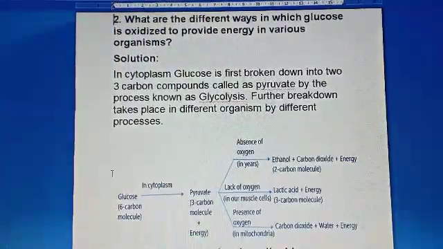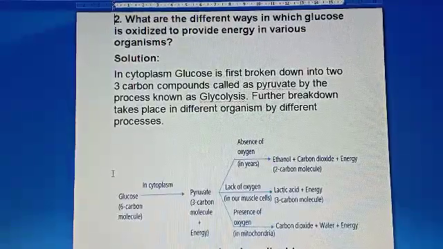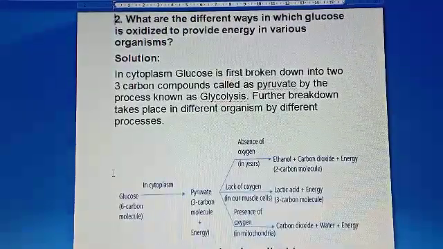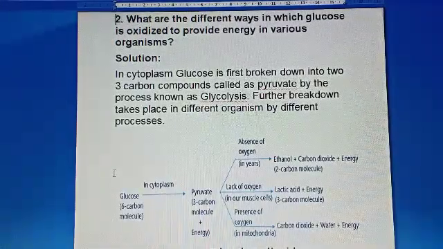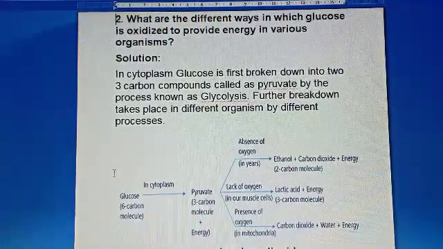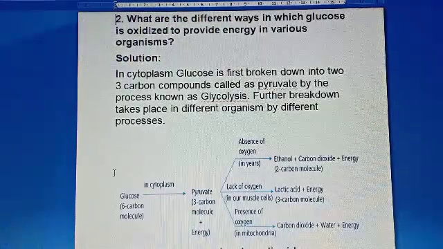Hello students, now let's revise the chapter by question answers. I already explained some question answers in part 1. Now let's see the other questions.